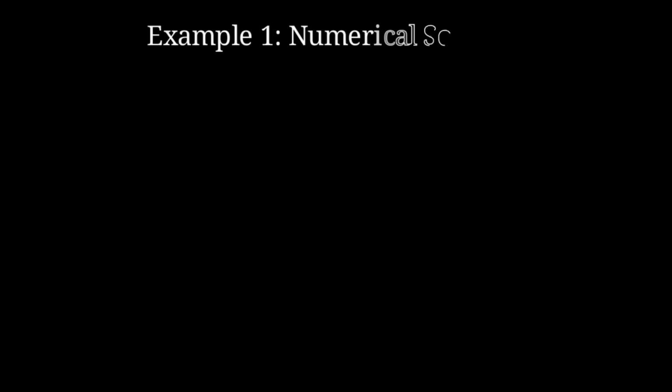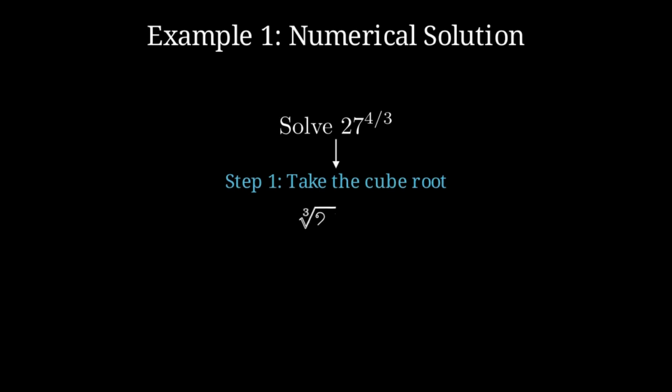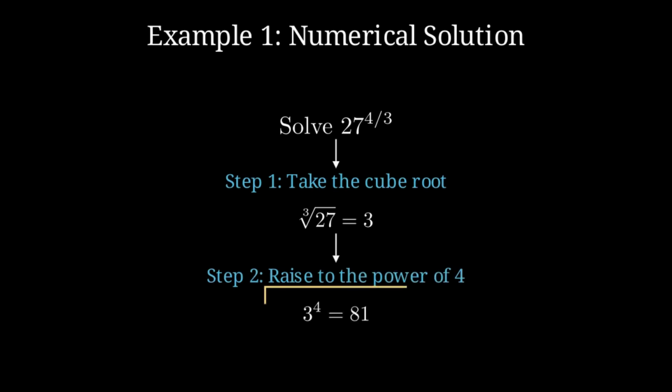Let's solve 27 to the 4/3 power. First, find the cube root of 27, which is 3. Then, raise that result to the 4th power. 3 times 3 is 9, times 3 is 27, times 3 is 81.